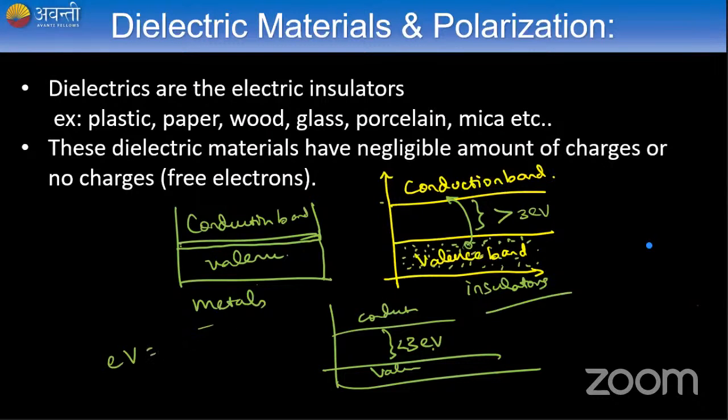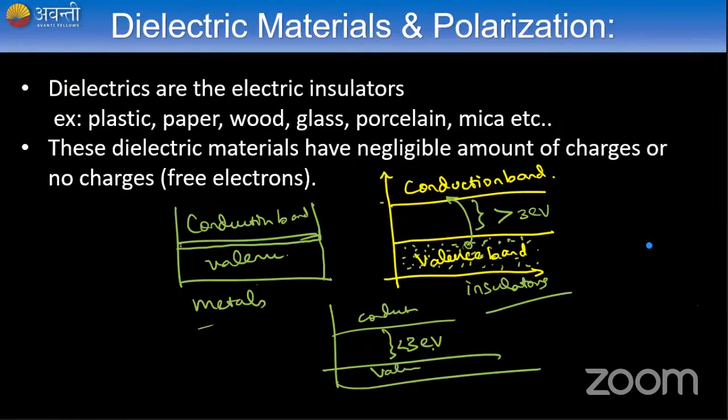Anyone have any idea? How much is 1 electron volt? It's nothing but the charge on an electron times a volt. That is 1.6 into 10 power minus 19 coulombs of charge into volts, which gives you joules. This much energy is required to push one electron. That is 1 electron volt. Correct, Karthik. Exactly.